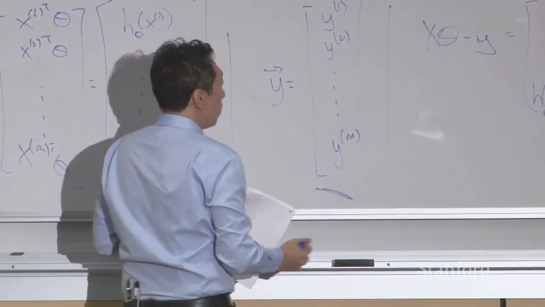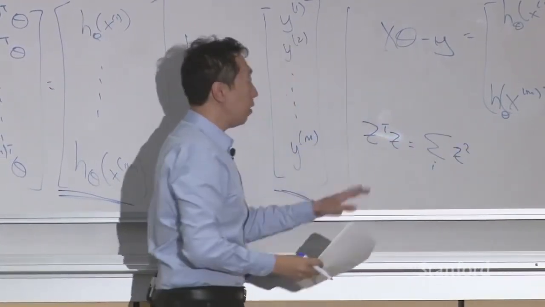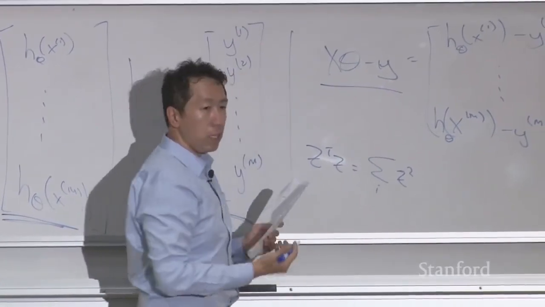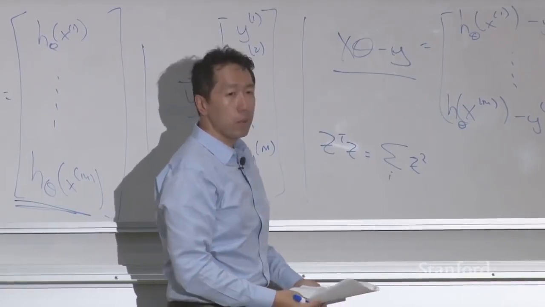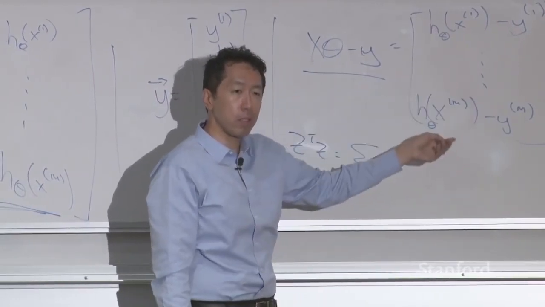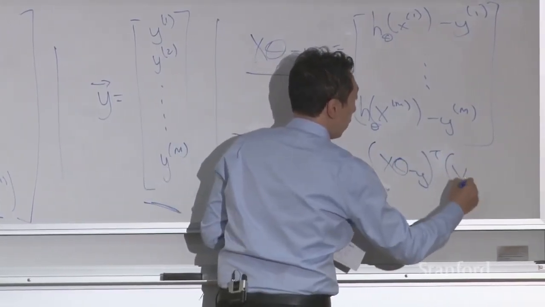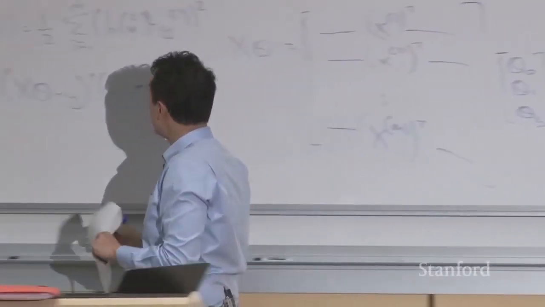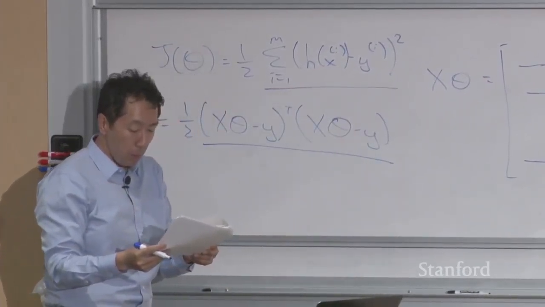And if you remember, z transpose z is equal to the sum over i of z squared, right? A vector transpose itself is the sum of squares of the elements. So the cost function J of theta is computed by taking the sum of squares of all of these errors. The way you do that is to take this vector, x theta minus y, transpose itself, which is the sum of squares of these, exactly the error. So that's why you end up with the sum of squares of those error terms. Okay.